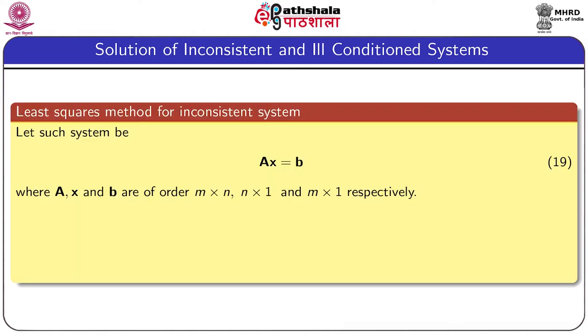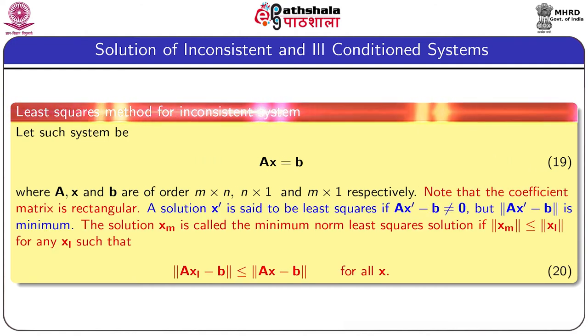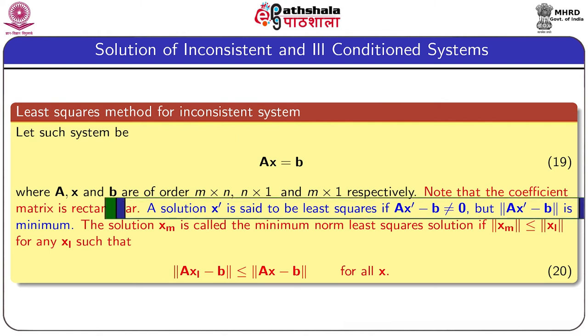The least square method can be used to solve a system of an inconsistent set of equations. Let such a system be Ax equal to b, where A is a matrix of order m by n, and x and b are vectors of order n by 1 and m by 1 respectively. Note that the coefficient matrix is singular, so we can determine the Moore-Penrose inverse of this matrix. Now, a solution x dash is said to be least square if Ax dash minus b is not equal to the null vector, but the norm of this vector is minimum.